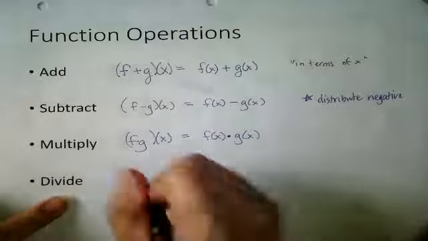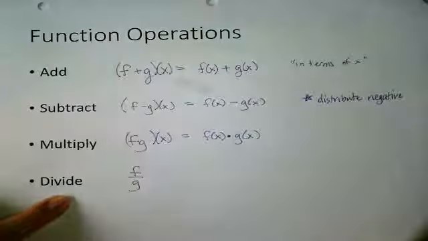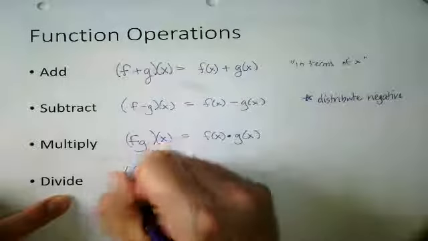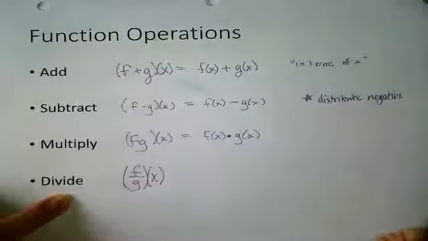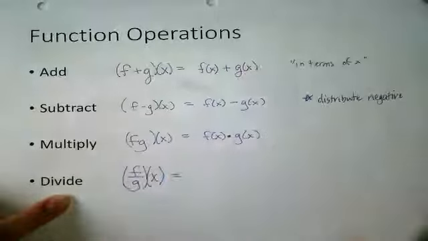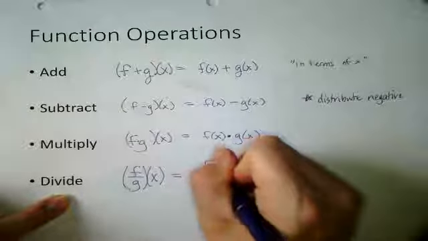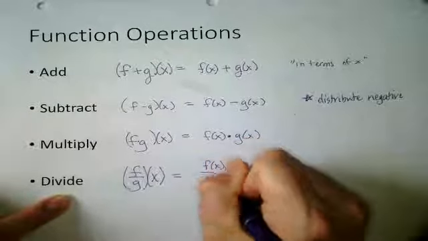We can also divide. We would say f over g. You could shorthand it f over g. That's very good. But sometimes they write it f over g of x, which I think is silly. And it really just means f of x divided by g of x.